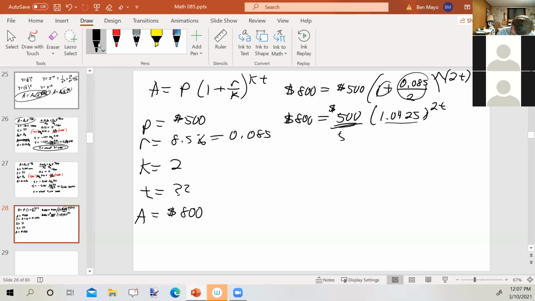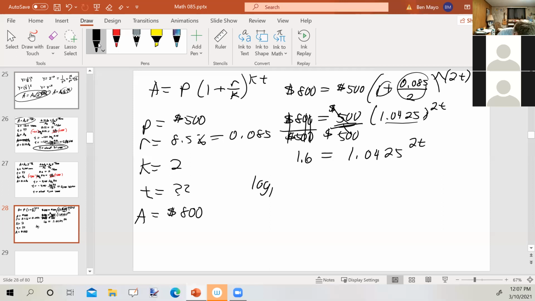Well, I could divide both sides by the $500. So let's see, a couple of zeros go, 8/5, which would come out exactly to what, 1.6? If it didn't come out exactly, I'd leave it as a fraction. This is 1.0425 to the 2t power. So I had to get rid of that coefficient before I could change it around to a logarithmic equation, which is what I'm going to do now.